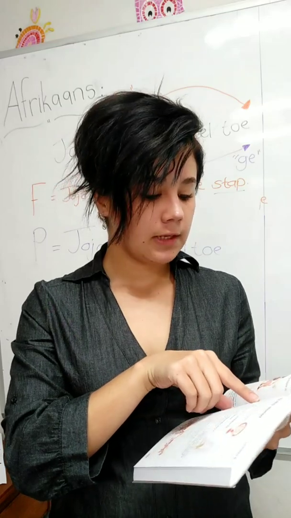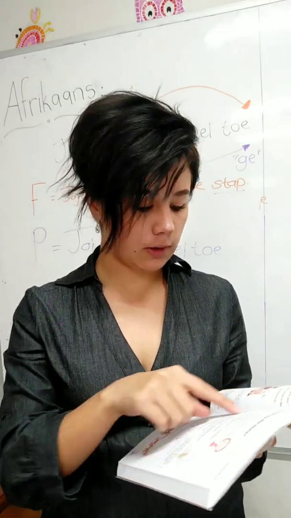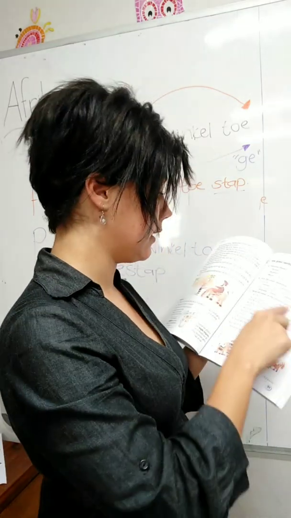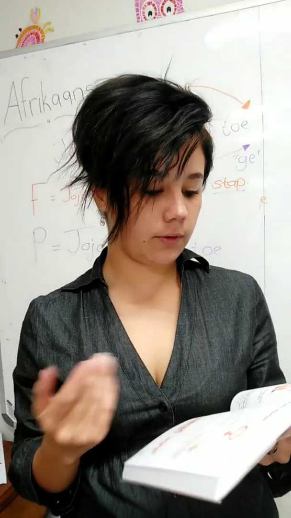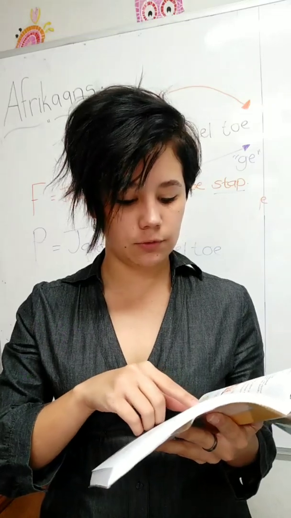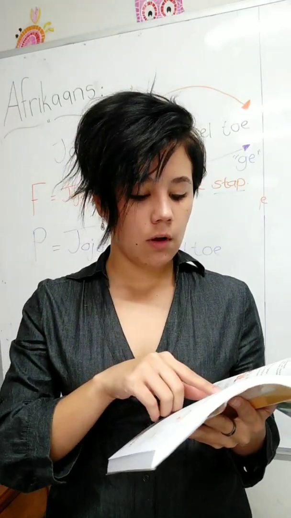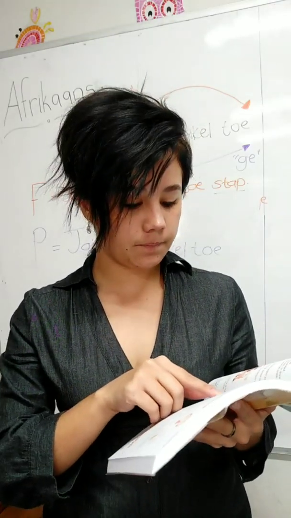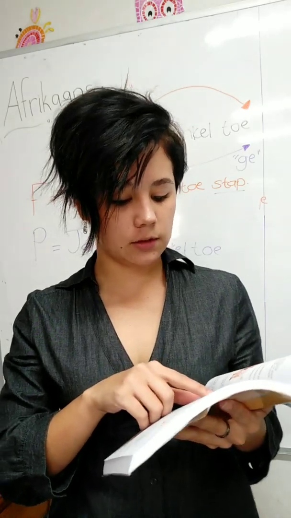Then C, skryf die sinne in die regte volgorde. So now you need to write these 8 sentences. You need to write them in the correct order. Okay, so number 1, Abu Ali ry op die voorste donkiehuis toe. Number 2, aan die einde van die storie sê Musa, Abu Ali is die 10de donkie. Number 3, Abu Ali klim af en soek die 9de donkie.